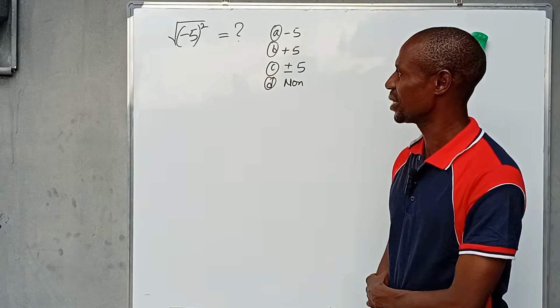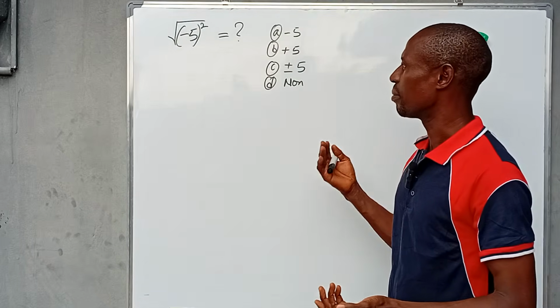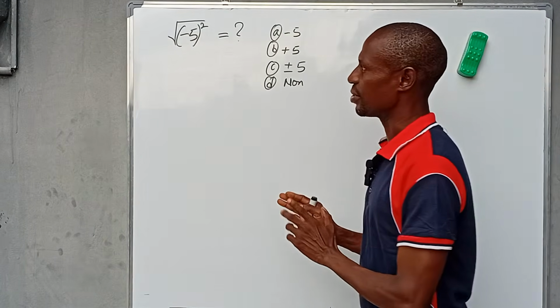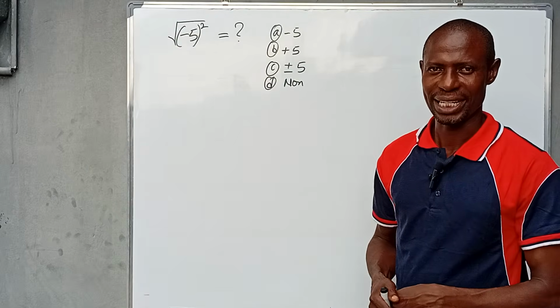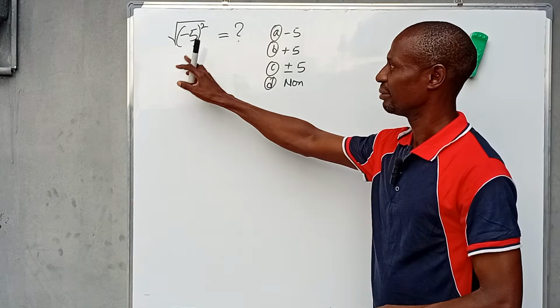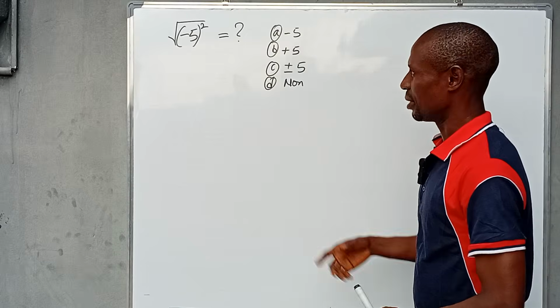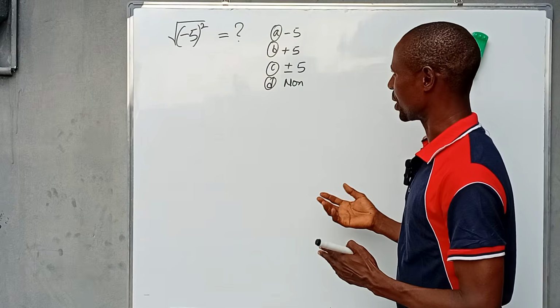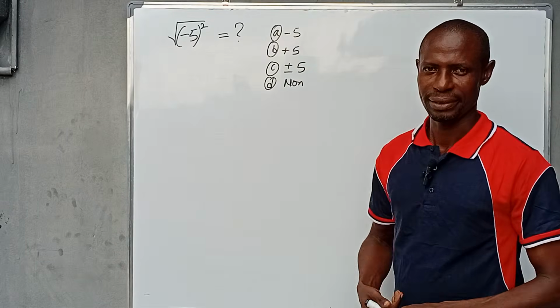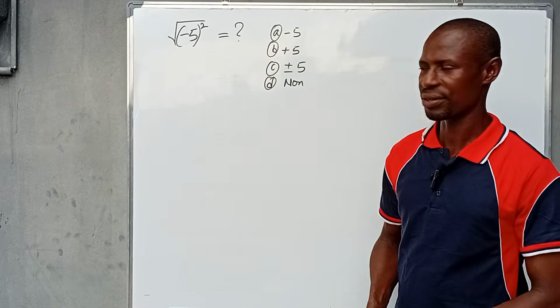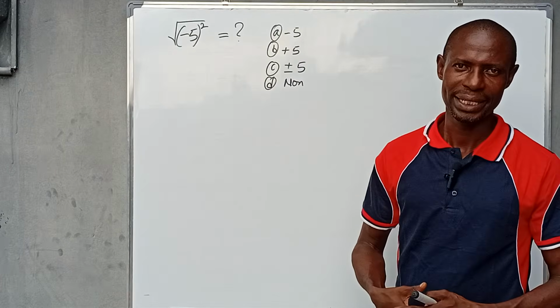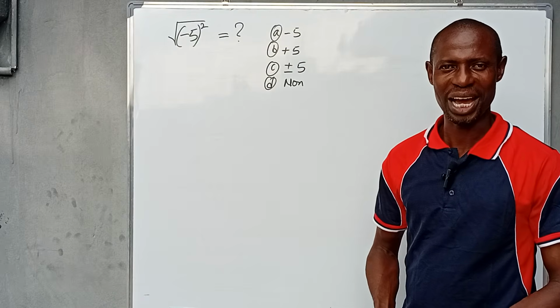The question is: the square root of (−5) raised to the power of 2. What is the answer to this math problem here? Remember, we are giving some options here. We have A: −5, B: +5, C: ±5, and D says none of the answers above.